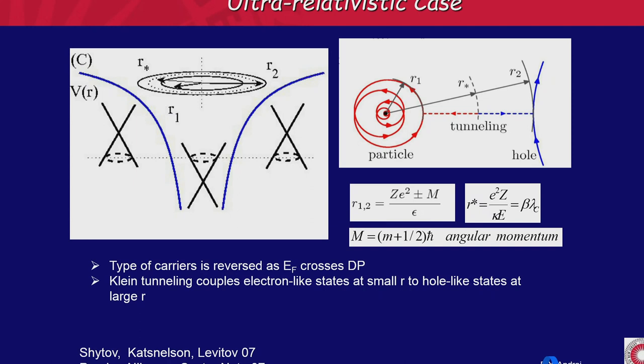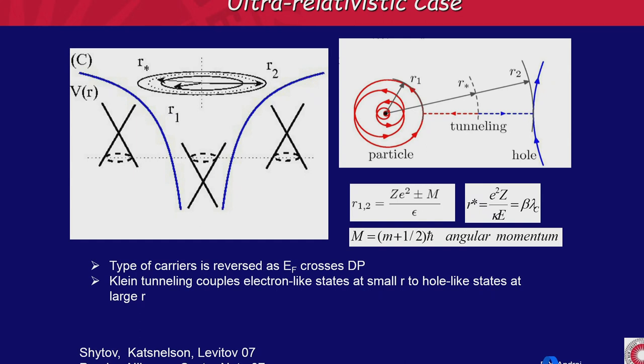So you have two radii, one radius of the orbit outside here, and another radius of the orbit inside, one for the orbit outside, and you have a centrifugal barrier in between them at r star. Okay, so basically, things depend on angular momentum and so on.